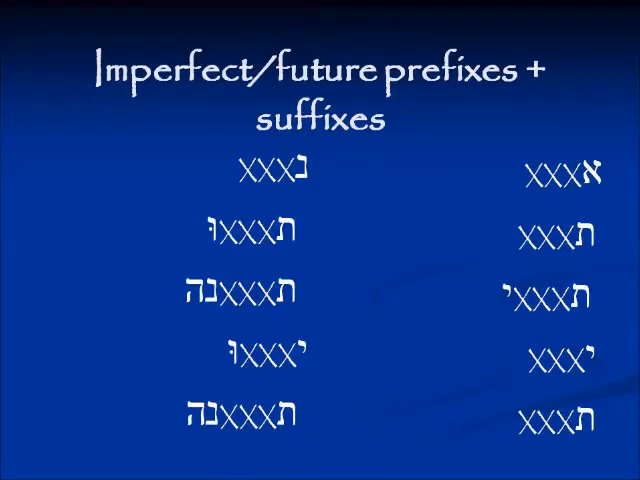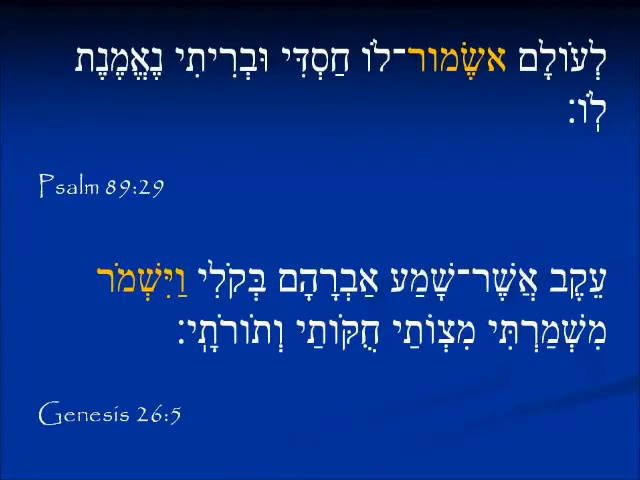So we're going to look at some examples of this. Using the verb shamar, we see eshmor, for I will guard forever. Le'olam eshmor lo, forever I will guard him, in Psalm 89. In Genesis 26:5, we have the vav conversive, and then the prefix yud, yishmor, he will guard, talking about Abraham. He will guard the mishmor of God, the mitzvot of God, the chukot of God, and the torot of God. The yishmor is for Abraham, will guard those things. The yud prefix, he will do it.